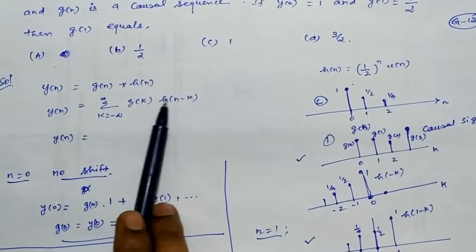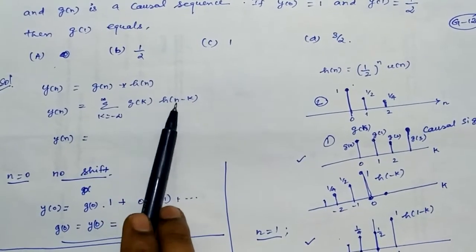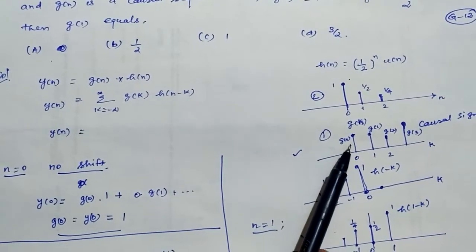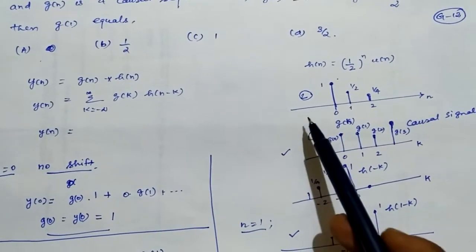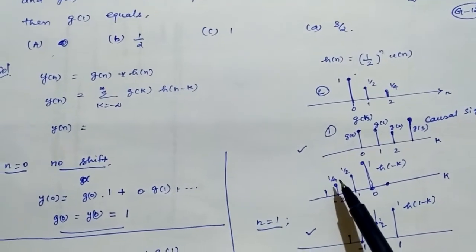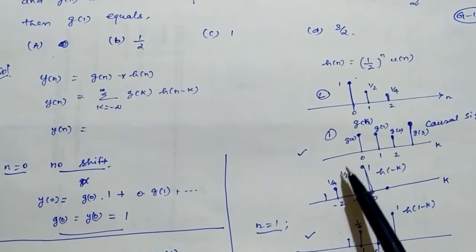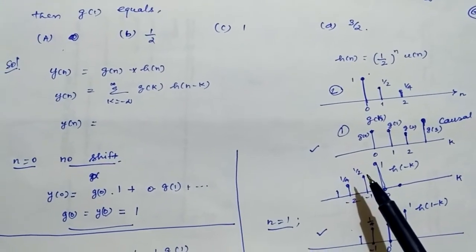After folding, the first signal and the second signal are multiplied. The second signal after folding will become like this. We have to multiply, and we have many cases.